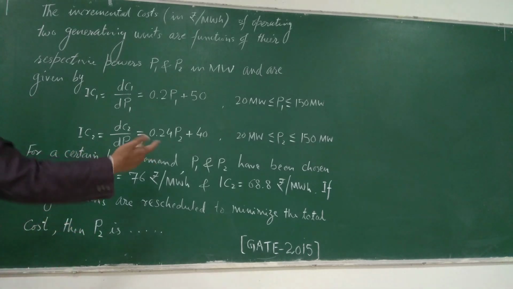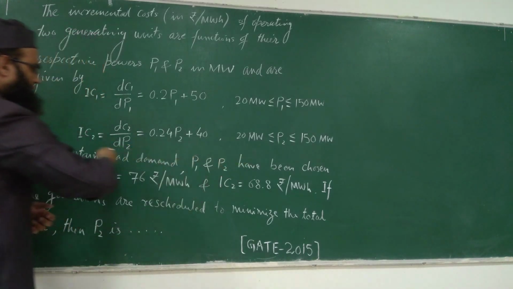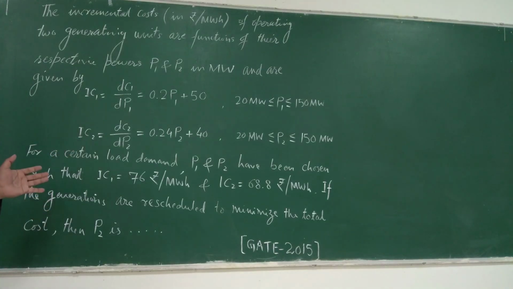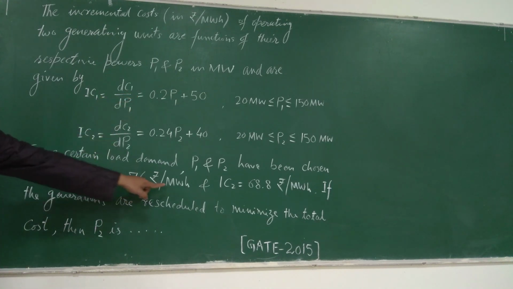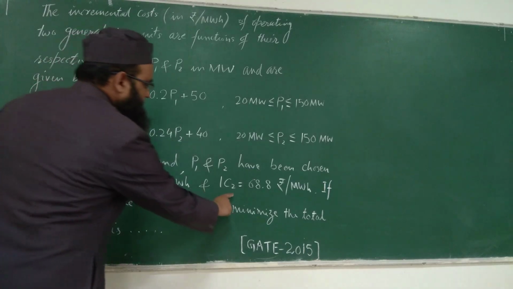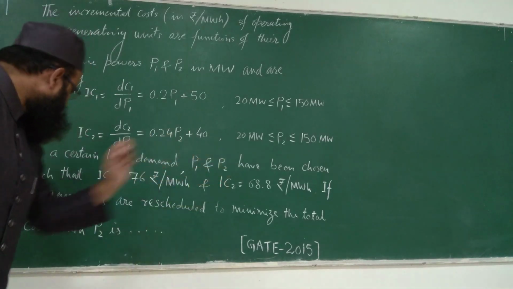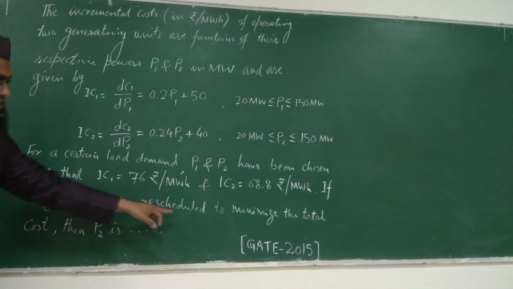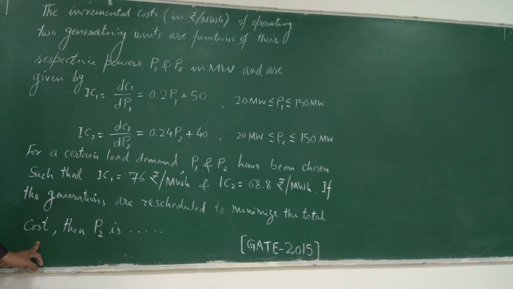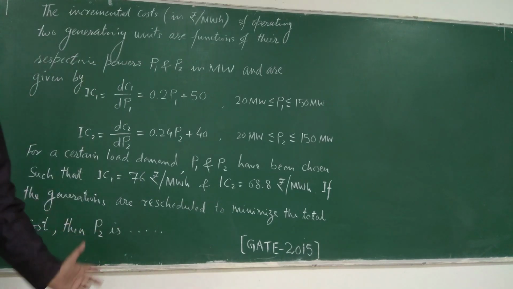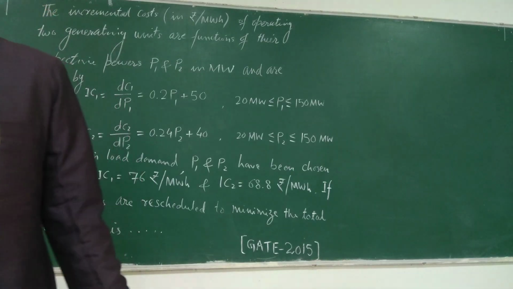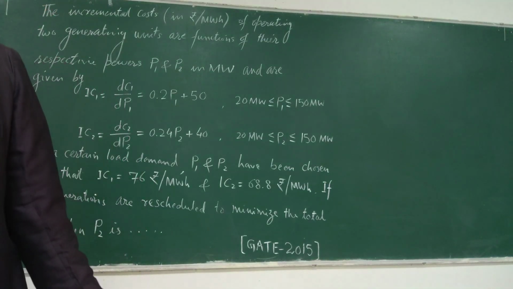Load shared by the two units is not optimal. Any load demand is not given, but the two generators are loaded such that the incremental fuel cost of the first generator is 76 rupees per megawatt hour and for the second, it is 68.8 rupees per megawatt hour. Now they are planning to reschedule the generations to minimize the total cost, which means optimal load dispatch.